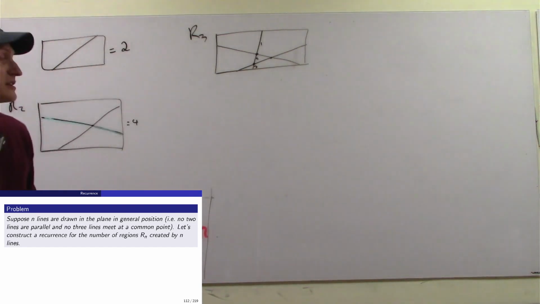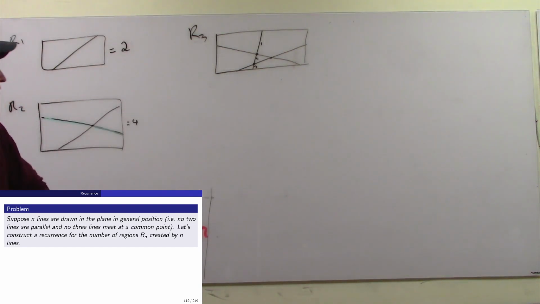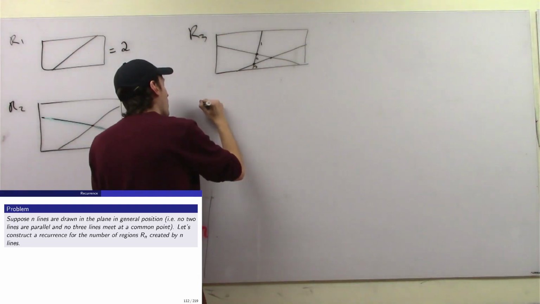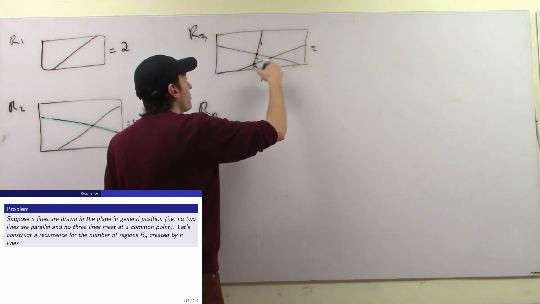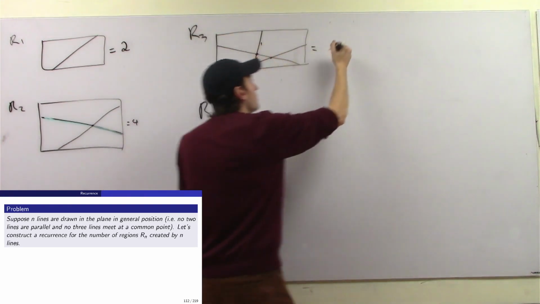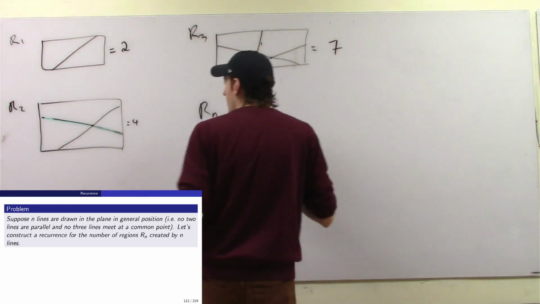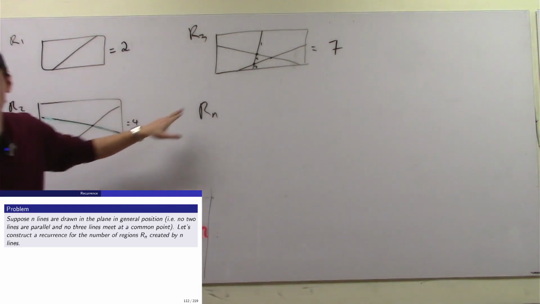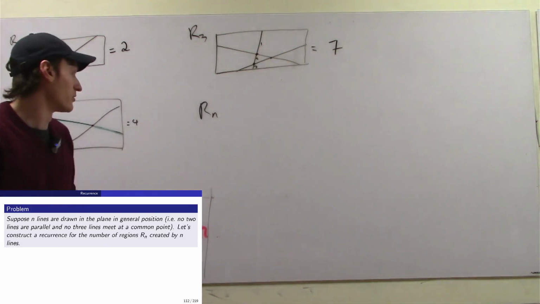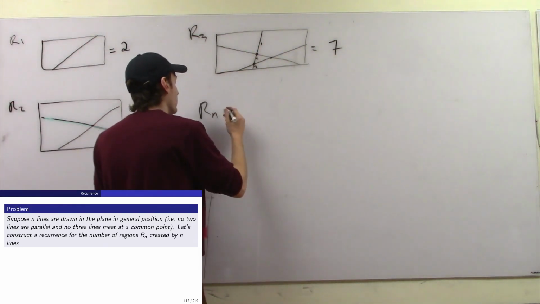And this gets at the idea for what's going on in general. If we count the regions of R3, you can think 1, 2, 3, 4, 5, 6, 7. R3 equals 7. So we started with 2, and then we were 2 bigger, and then we were 3 bigger. Maybe there's a pattern. So let's look at R sub n.